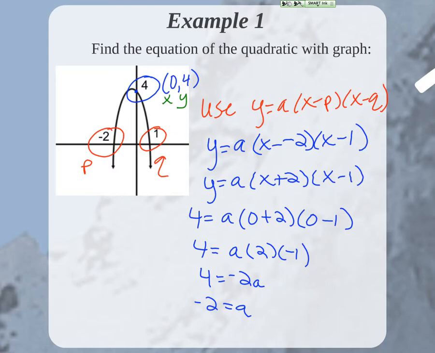So once we figure out that a is -2 after adding, subtracting, multiplying, and dividing, I can go ahead and plug that back in. So my answer is y equals -2 times (x plus 2) times (x minus 1).